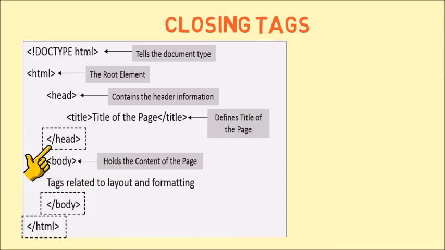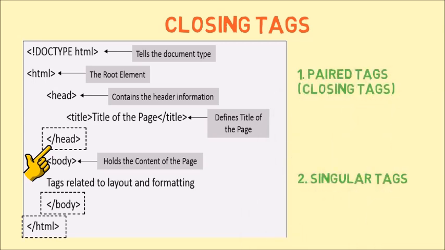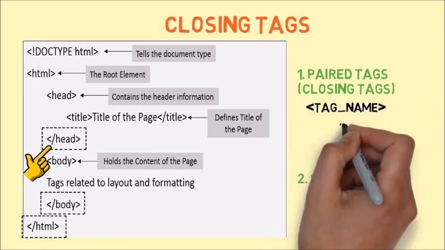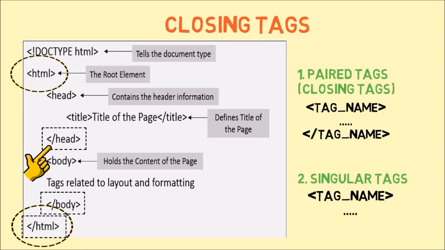HTML tags can be closing tags, also called paired tags, or singular tags. Paired tags always require a closing tag. For example, this is an example of a closing tag. Singular tags, however, do not need a closing tag. Don't worry, we will discuss these in detail in our upcoming videos.